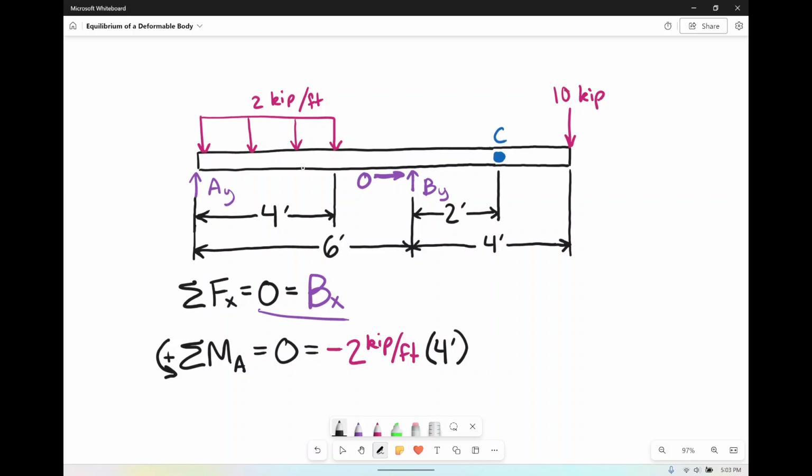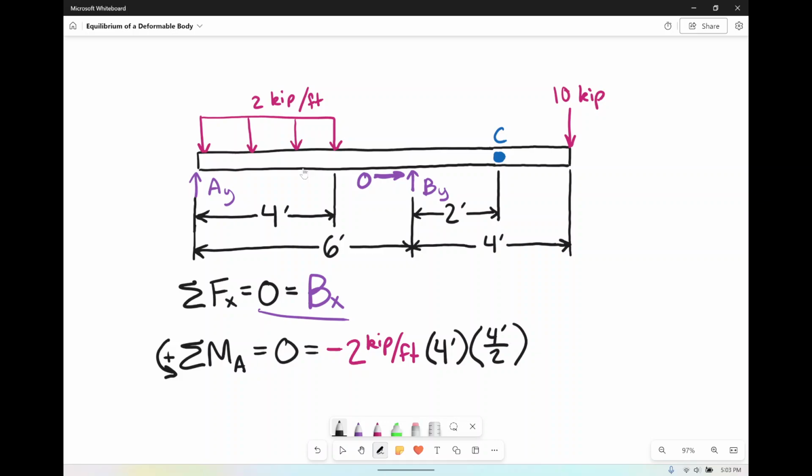Again, that's not a moment. We do need force times distance. And of course, it again is acting in the middle. So the middle of 4 feet here is going to be 4 feet divided by 2 to get all the way over to A. So that's awesome. There's the first one down.